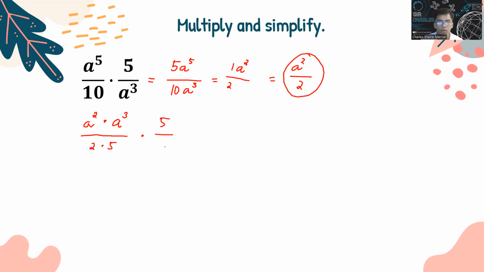And i-copy lang natin yung second expression. Now, pwede na tayong mag-cancel out ng common factors from numerators and denominators. So, merong a cubed sa numerator, meron ding a cubed sa denominator, and also 5 from numerator and denominator. So, yung remaining values are a squared over 2. Parehas lang silang dalawa. Now, meron pa akong pangatlong procedure kung paano makuha yung final answer.